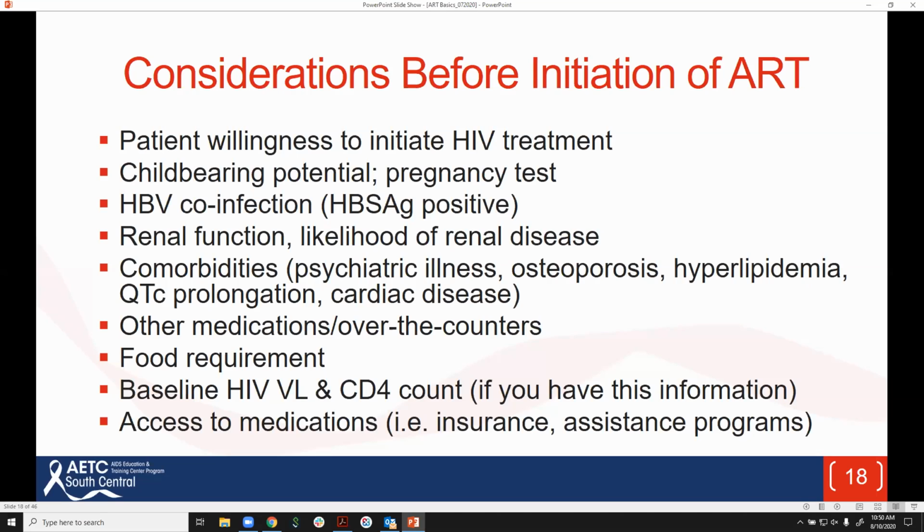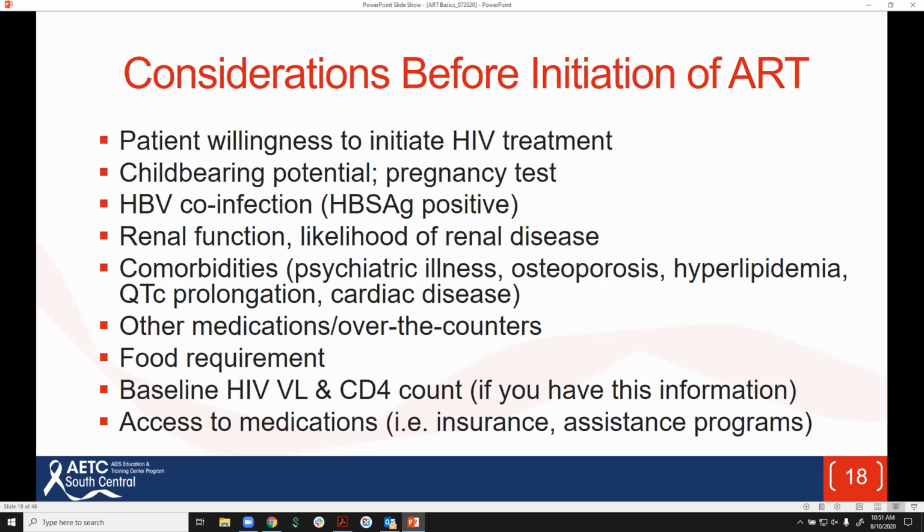Pregnancy tests, so childbearing potential is relevant when we think about certain antiretrovirals, and we'll get to that a little bit later. I talked about hepatitis B co-infection, so if they are hep B surface antigen positive, we want to include tenofovir and emtricitabine. What's their renal function or their likelihood of renal disease? Other comorbidities that would make me want to use one class or one specific agent over another. Those are all the things that I consider.